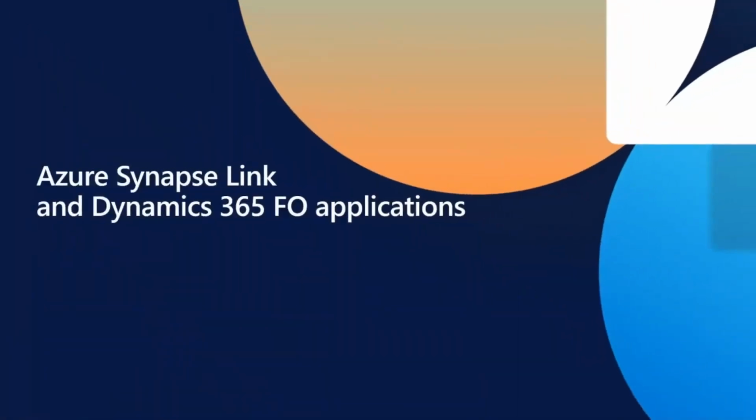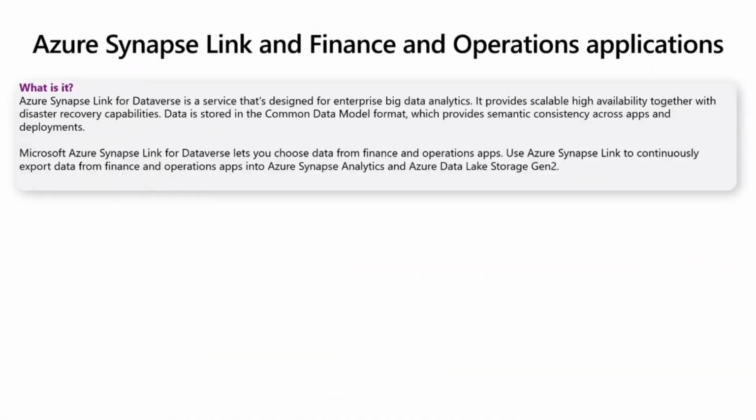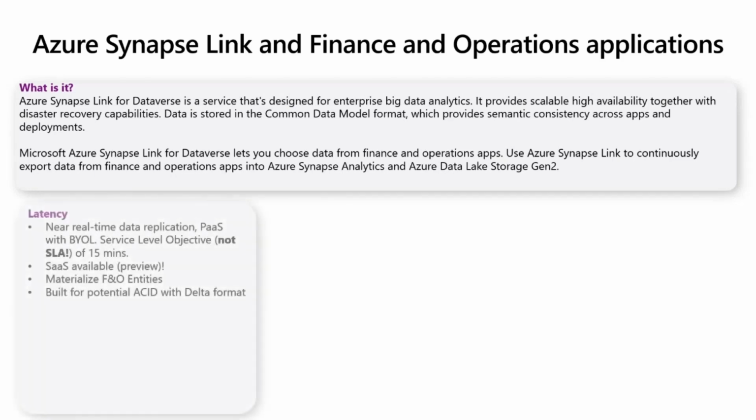So let's quickly provide some information on Synapse Link for Dynamics 365 Finance and Operations applications data, which is an option recently moved to general availability. Microsoft Azure Synapse Link for Dataverse now lets you choose data from finance and operations applications. With this option, Synapse Link continuously exports data from finance and operations apps into Synapse and Azure Data Lake. This is a near real-time replication service with a service level objective of 15 minutes.